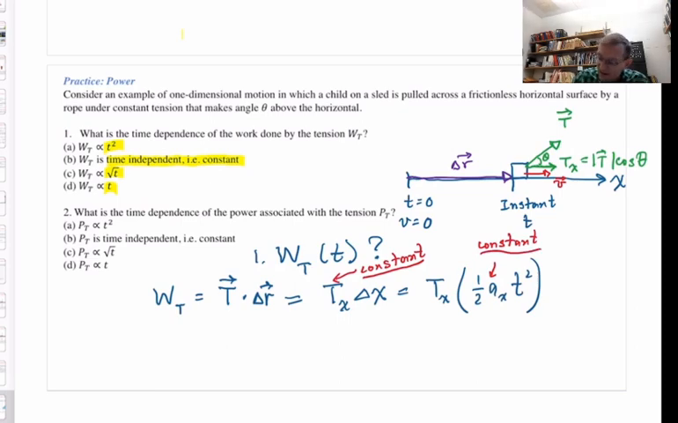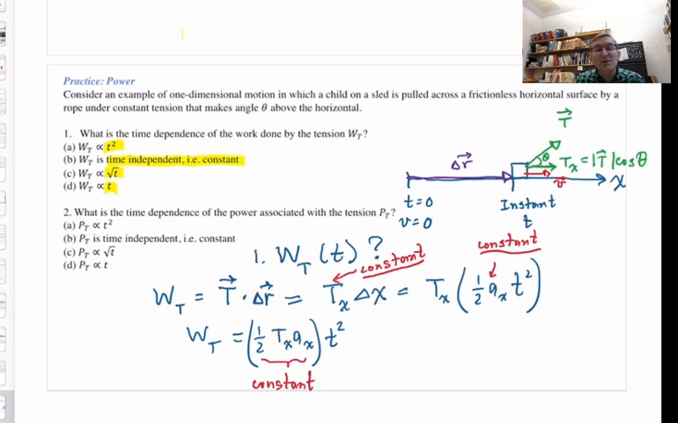So when all the dust has settled, the work done by the tension force is, let's put all the constants together, multiplicative constants, and then I'm left with t squared. Right? All the stuff in the parentheses are constants.